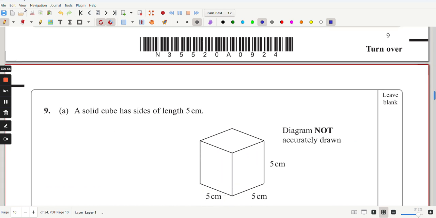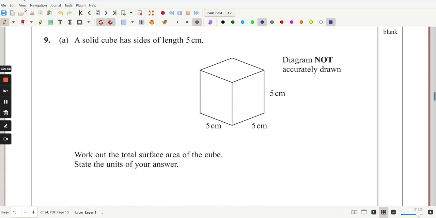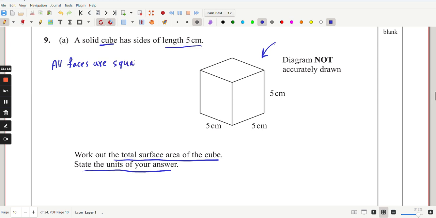Now, question 9. A solid cube has sides of length 5 centimeters. This is the cube here. Work out the total surface area of the cube. State the units of your answer. So here we know that for a cube, all faces are squares, and we have 6 faces.